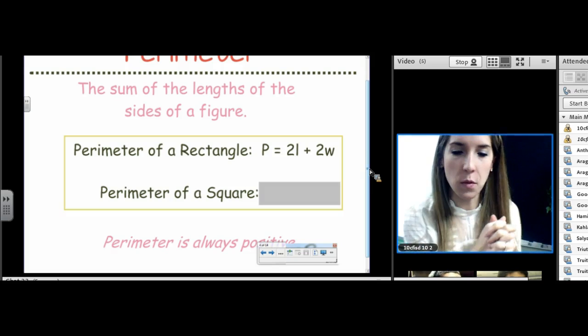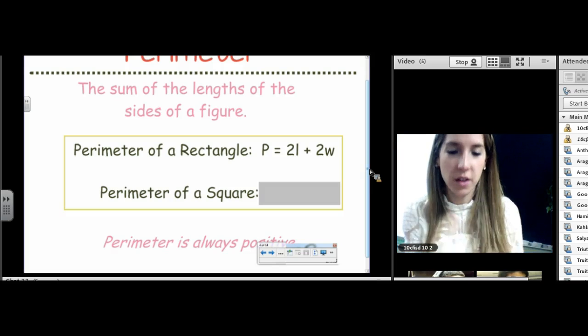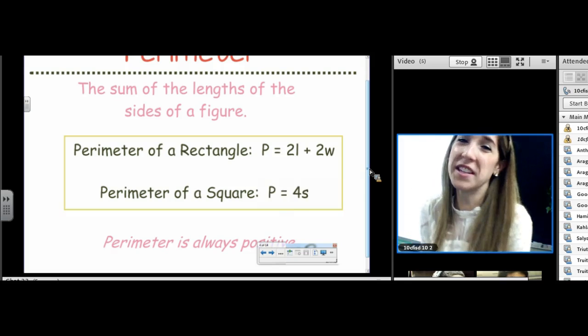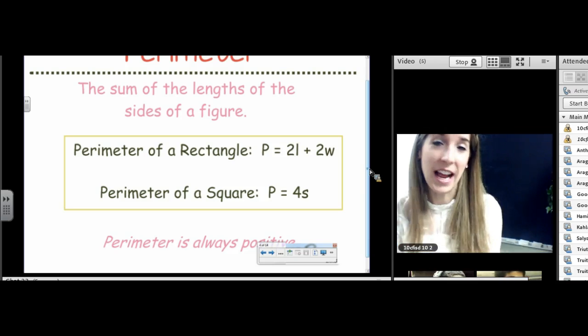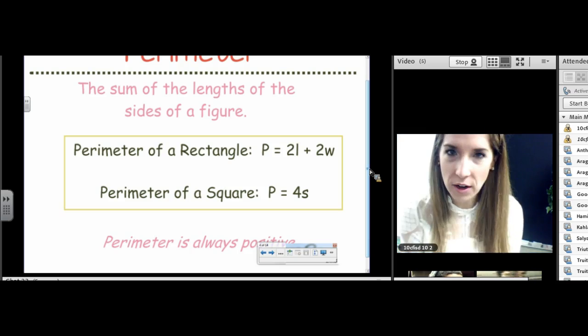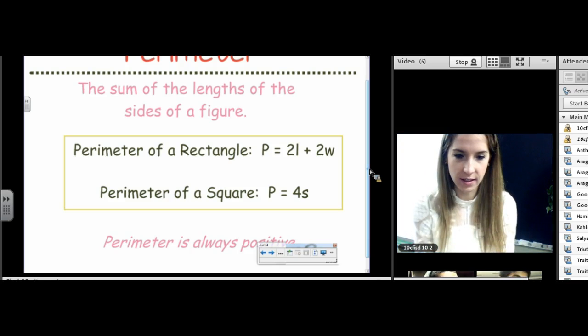What about the perimeter of a square? Good, Johan, that's exactly what I have. 4S. So we're going to call the side of a square S. S for side, I guess. They're all congruent, all four sides, and so you just quadruple the length of one of the sides. Easy.